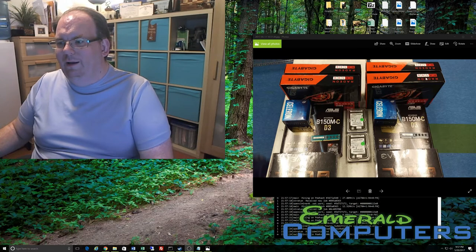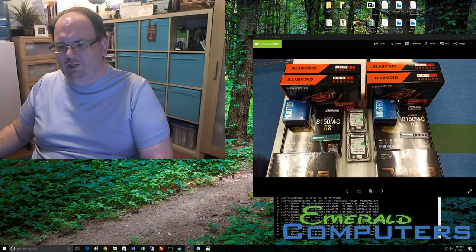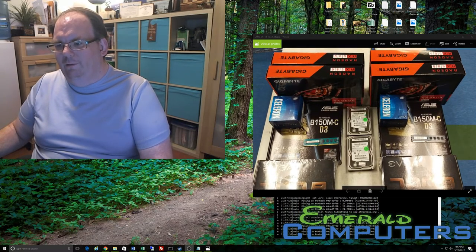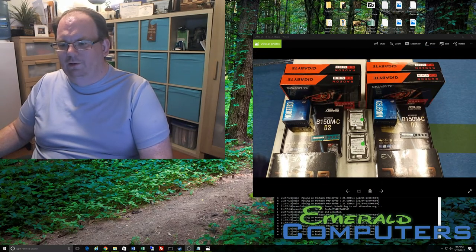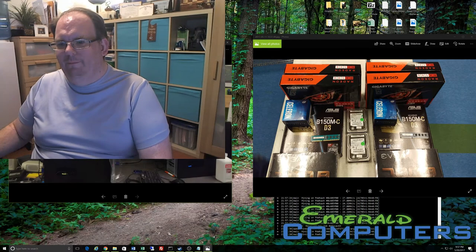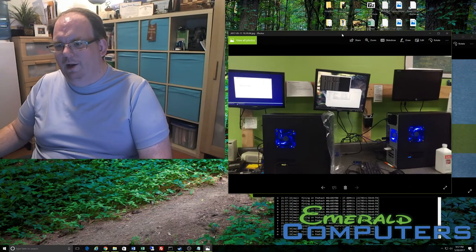And we got two Radeon RX 580s from Gigabyte. These are the 4 gig versions. Put this all together with some nice Samsung 160 gig hard drives that we have ample supply of. And what do you get? You get gaming computers. Here they are.